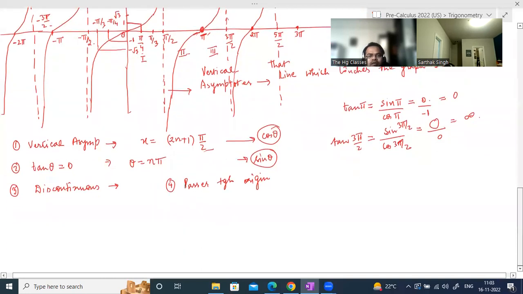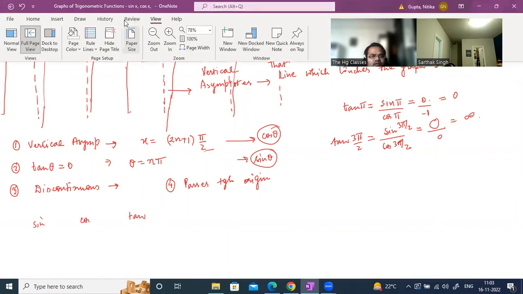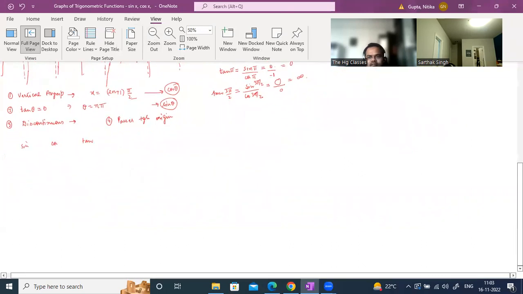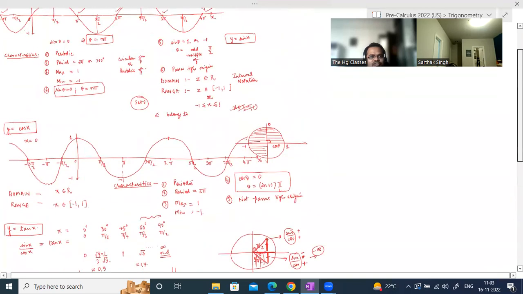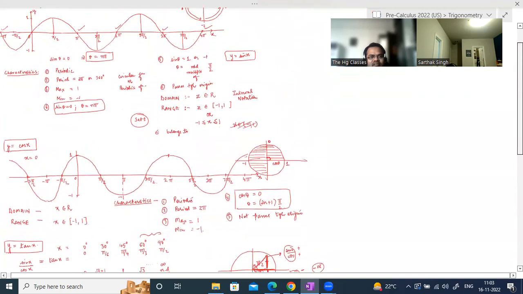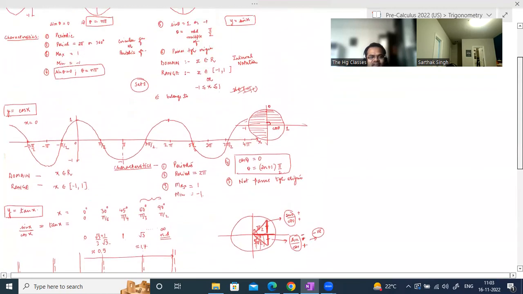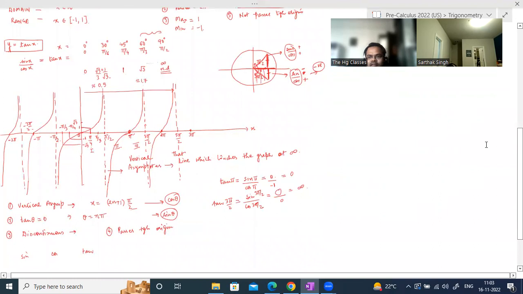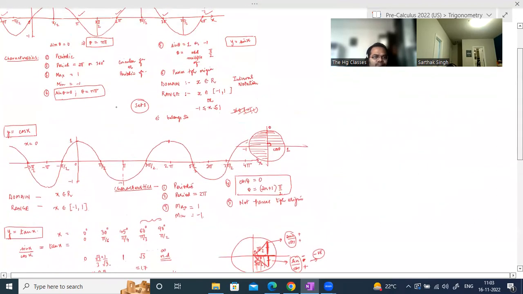And out of the three curves, sine, cos, and tan, can you tell me which of the three is symmetric along the y-axis? You understand the meaning of the word symmetric? Yeah, I think it's the cosine one. Cosine, yeah. If the y-axis is the mirror line, you will get a mirror image, right?